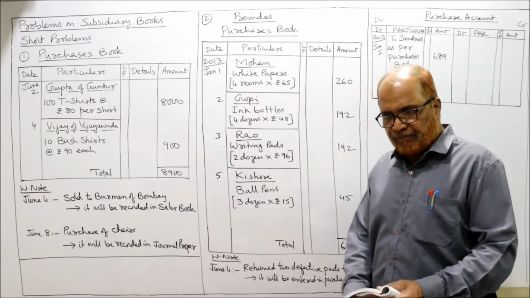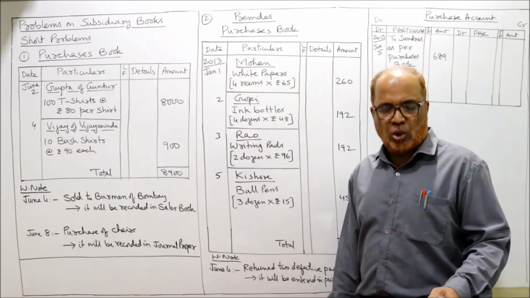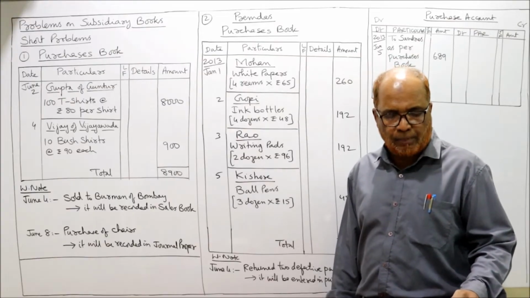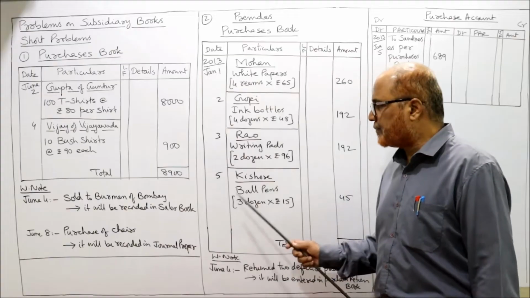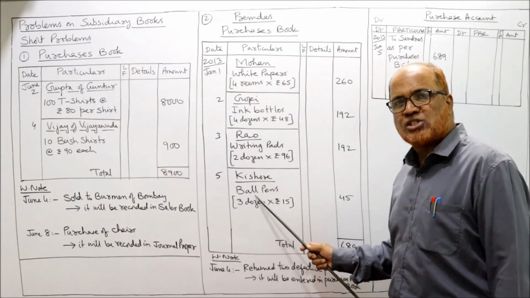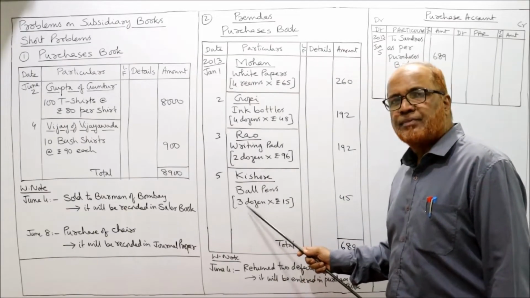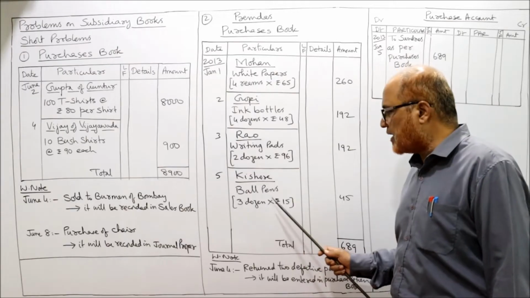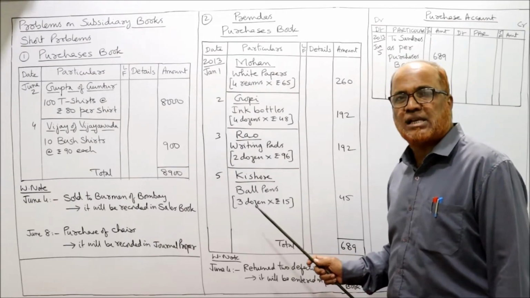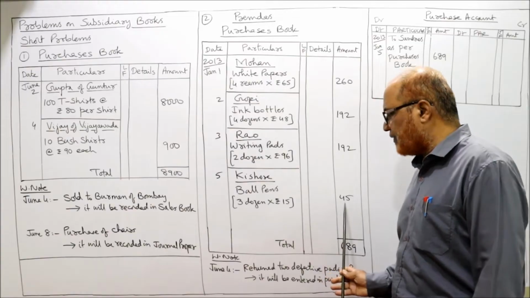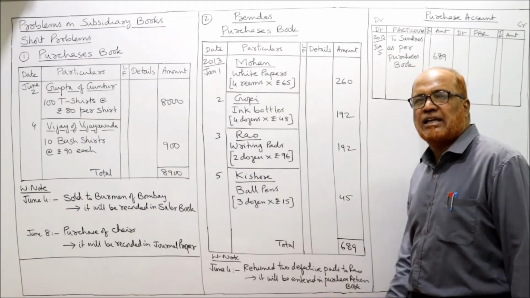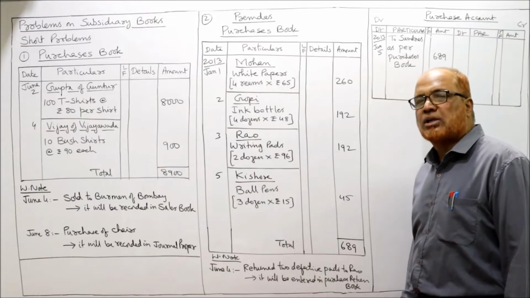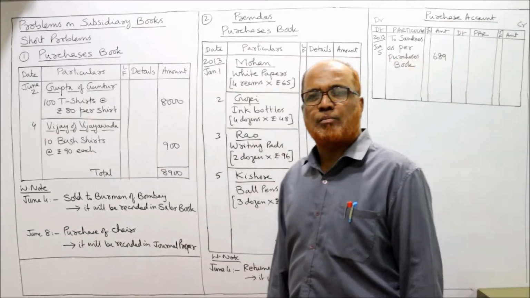Last one, 5th, purchased from Kishore 3 dozen ball pens at rupees 15 per dozen. So from Kishore, what have we purchased? Ball pens. How many dozens? 3 dozen ball pens are purchased at rupees 15 per dozen. So 15 into 3, 45. Now take the total of the purchases book, 689. 689 is the total of the purchases book.